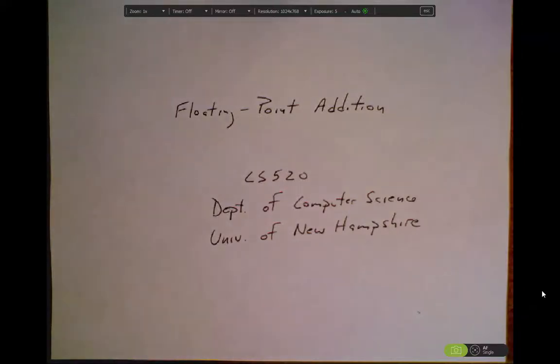Welcome back to CS 520. In this session I'm going to talk about floating point addition, and that's going to lead us into a brief discussion of the limits of floating point numbers.